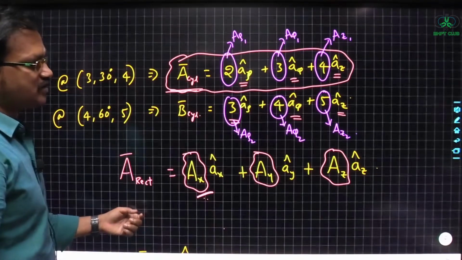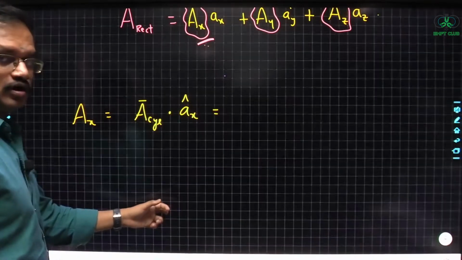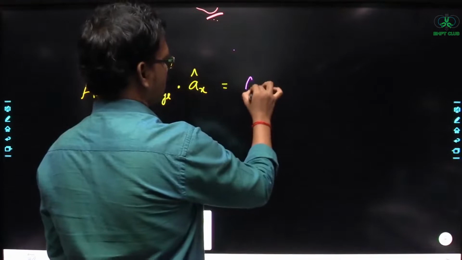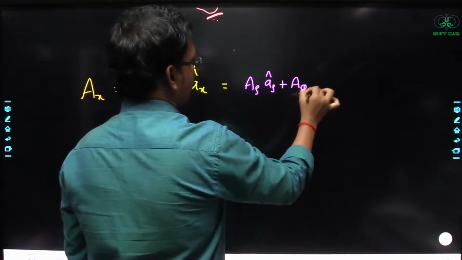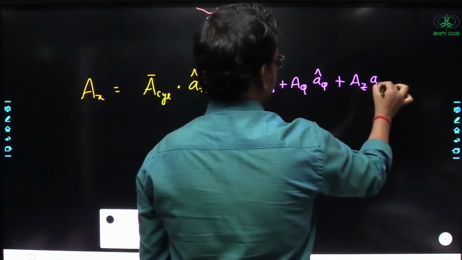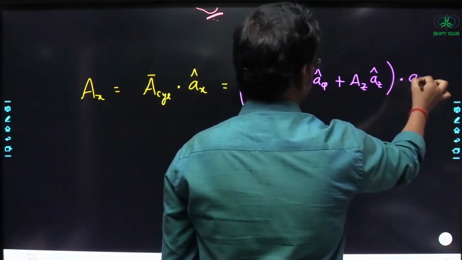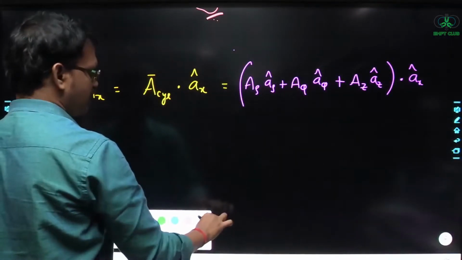So I am trying to get the general expression here, right? A cylindrical dot ax cap will give you the x component. So a cylindrical is nothing but a rho cap plus a phi cap plus az cap, dot ax cap. This is going to give you the x component of the vector.